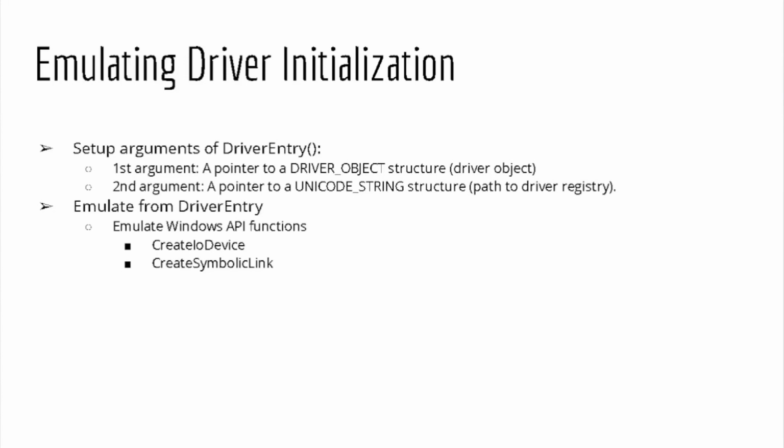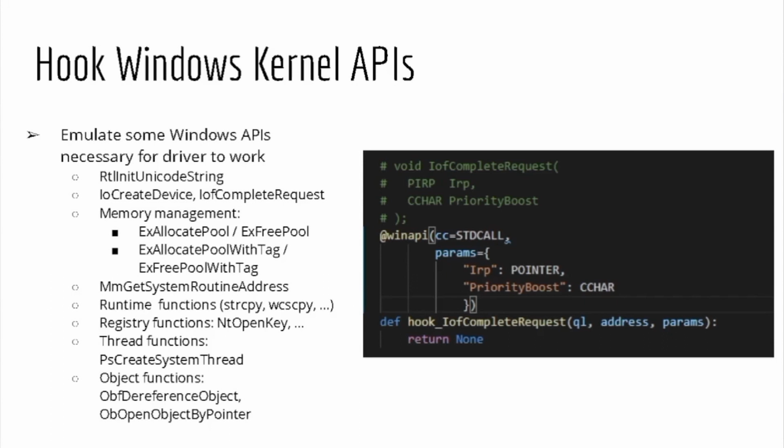I also write some hook APIs to mimic Windows APIs. I implement hook functions to emulate the APIs and make everything work. For example, IoCreateDevice will create a fake object in the emulator's memory to represent the device object. IoCompleteRequest does nothing but log the parameters. Some memory management functions, such as ExAllocatePool and ExFreePool, work similarly to malloc and free.